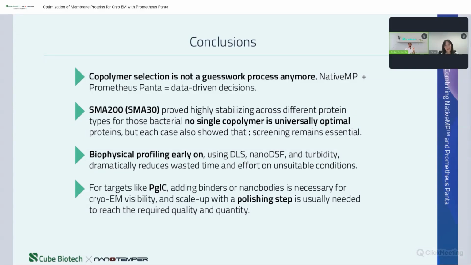But as I said, please don't fall into the trap and think I'm only using SMA200 now because it worked for these two proteins. I can guarantee you, from more than 300 targets we screened in-house, it's not always the case. Screening is key. It's really important. Yes. And from my side, remember Prometheus Panta gives you all these results, making it ideal for early screening when materials are precious. It is fast, easy to use, reliable, and extremely informative, especially when dealing with low-yield or structurally delicate samples.